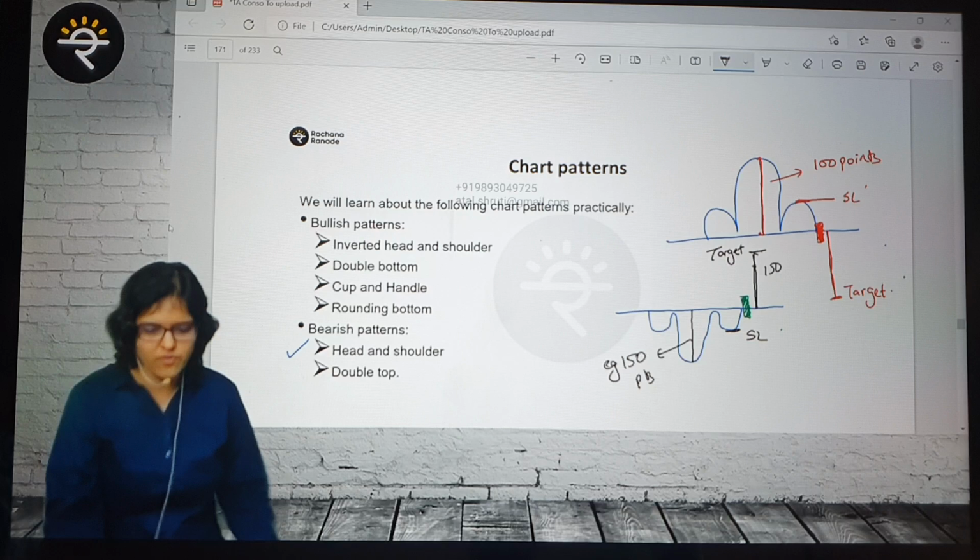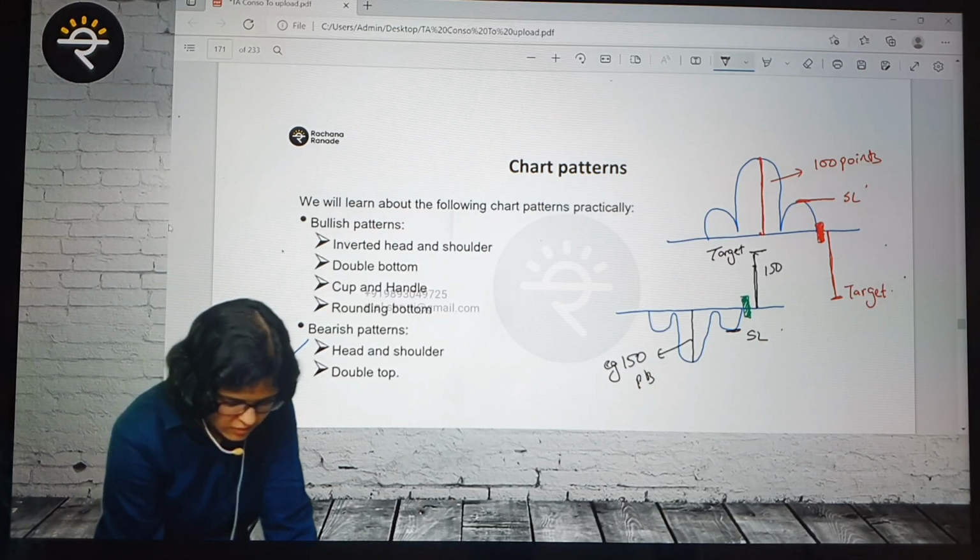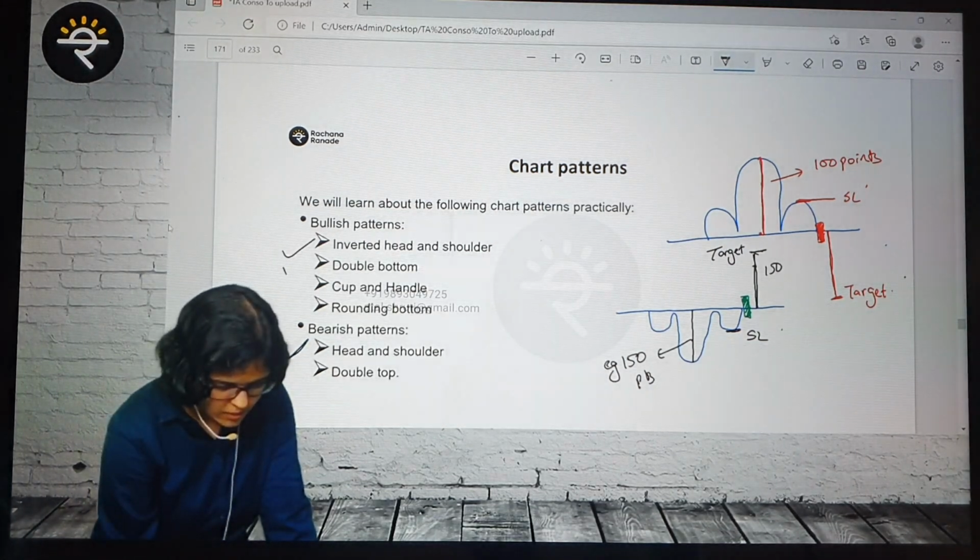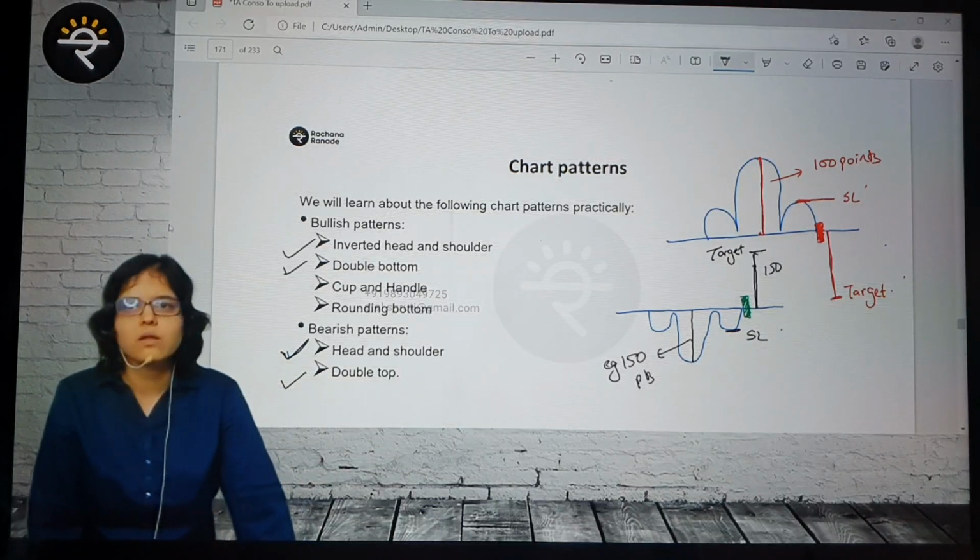Easy. Let's see what we have taken in the notes. If you have understood this, inverted head and shoulder is similar. Double bottom and double top is also similar. Correct, no?